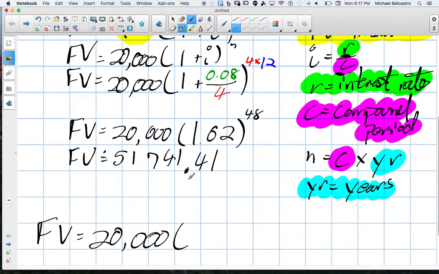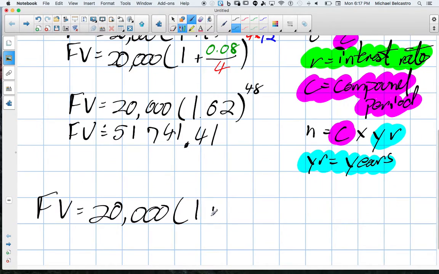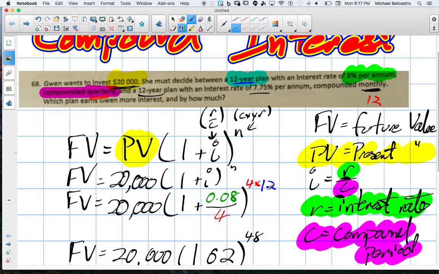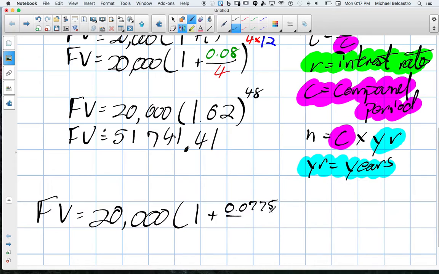20,000. The interest rate is 1 plus 7.75, so that's 0.0775. I'm going to check that again. Yes, that's right. Divided by the compound period. I should have put this in green, just so you can make a relationship between those interest rates. The compound period was the value of 12, so that's how we calculate that i variable. And our n variable is 12 times, and in this case, it's 12 years. So it's 12 times 12.